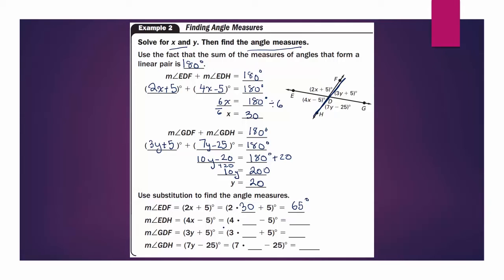Doing the same thing with EDH, it's 4 times 30, which is 120, minus 5 is 115 degrees. Looking at angle GDF, I have 3y plus 5. I know that y is 20, so I'm going to do 3 times 20, which is 60, plus 5, which is 65 degrees. And then for GDH, 7 times 20 is 140, minus 25 gives me 115 degrees.